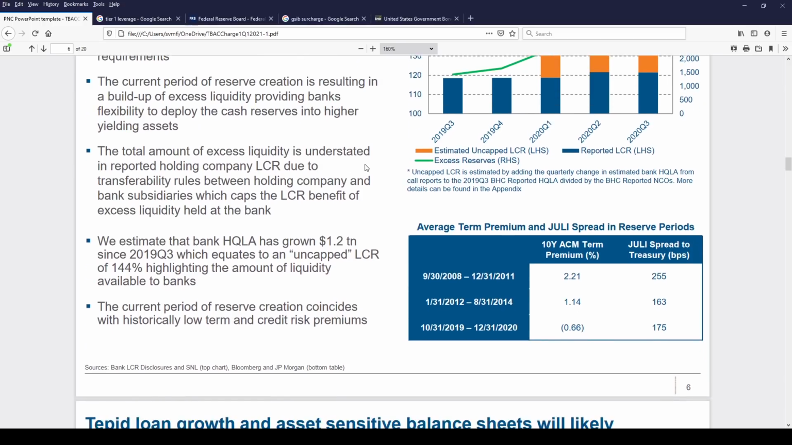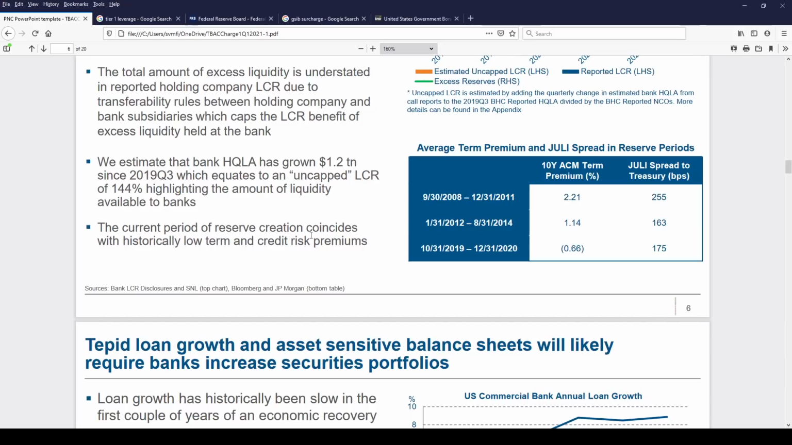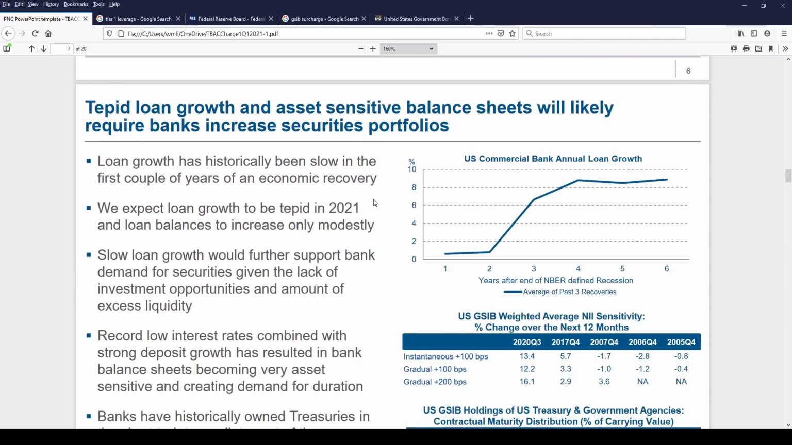The total amount of excess liquidity is understated in reported holding company LCR due to transferability rules between holding company and bank subsidiaries, which caps the LCR benefit of excess liquidity held at the bank. We estimate the bank high quality liquid assets have grown 1.2 trillion, and the rest of the stuff on here doesn't matter too much. The current period of reserve creation coincides with historically low term and credit risk premiums. So tepid loan growth and asset-sensitive balance sheets will likely require banks to increase securities portfolios, not stocks, bonds.